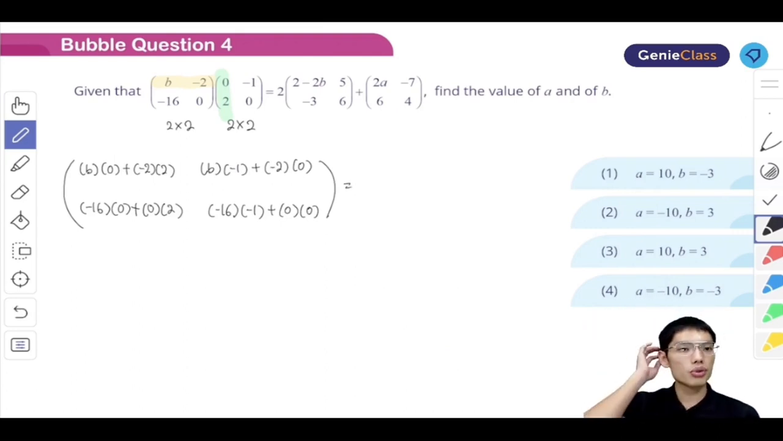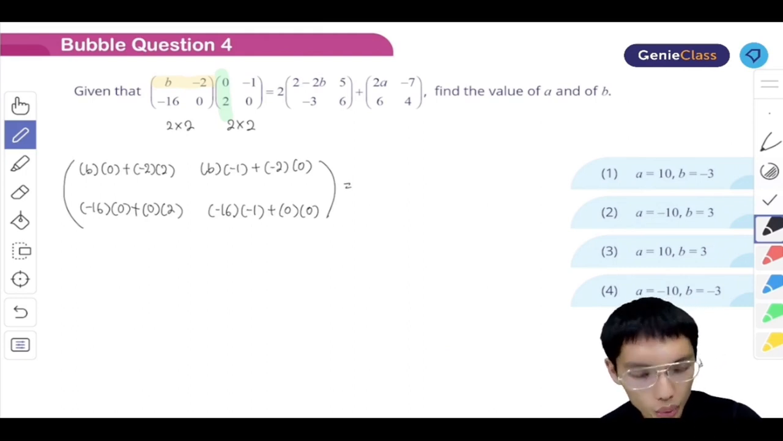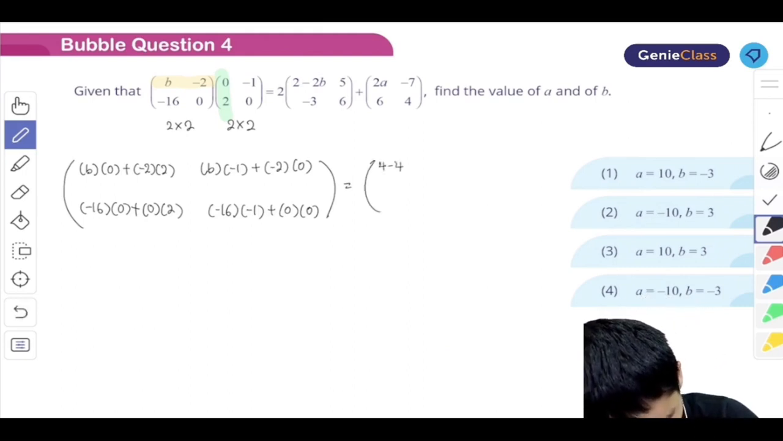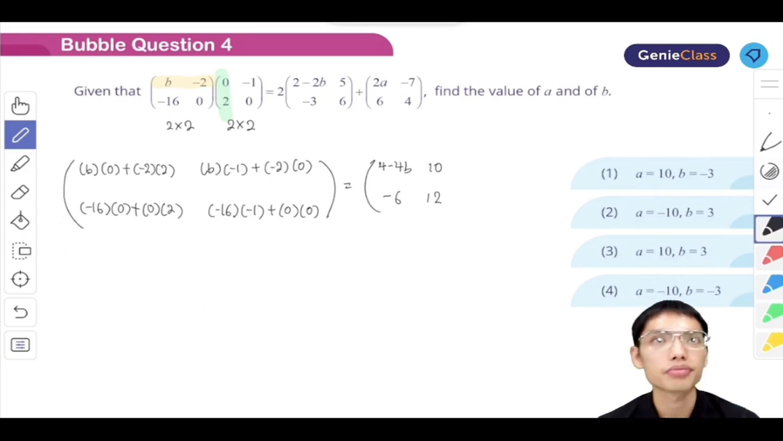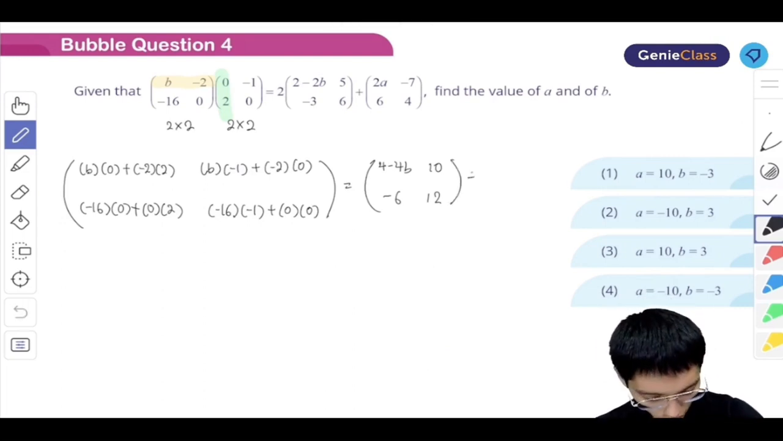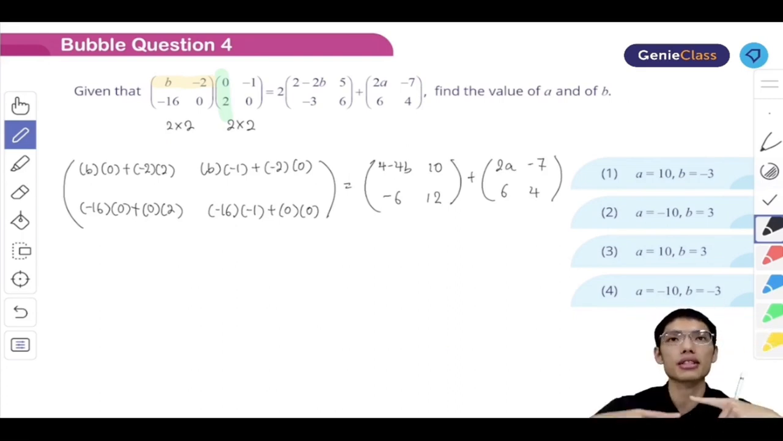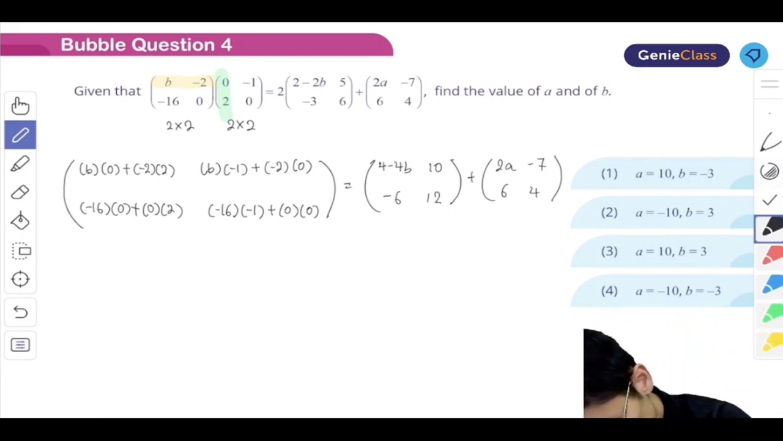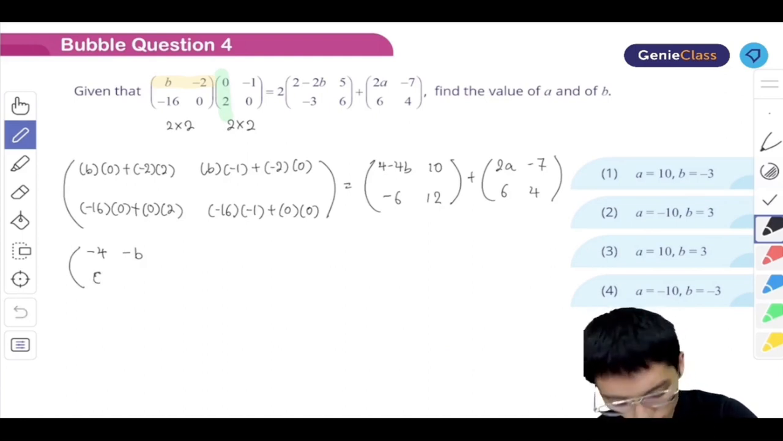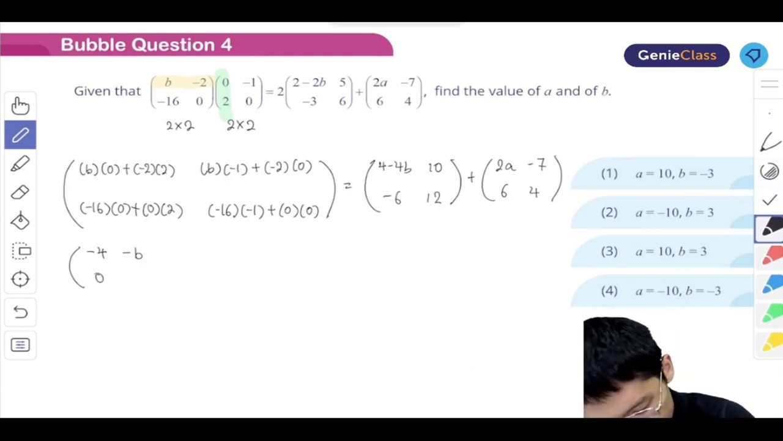Now following up next, you realize next one is a little bit tedious. First, we need to scalar multiply. So we settle for the first one, which is 4 minus 4b, 10, negative 3, negative 6 and 12. And then we do the adding of such to a, negative 7, 6, and 4. Okay, don't hurry to solve first. Try to evaluate and simplify. Do not leave your working like this. Simplify further. You realize I'm going to get negative 4, negative b. The other side I'm going to get 0, 0, and lastly, 16.